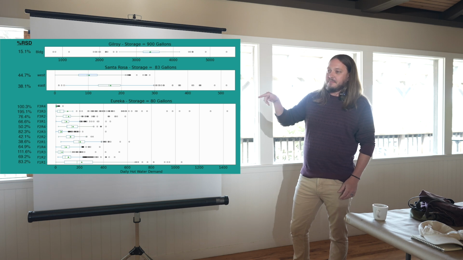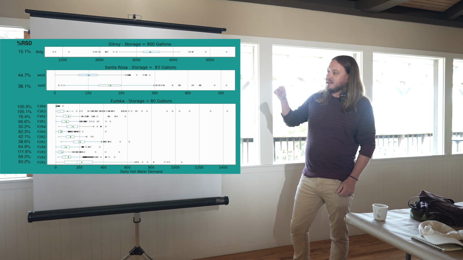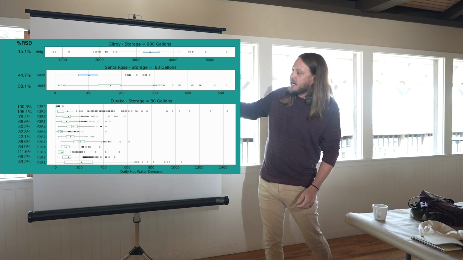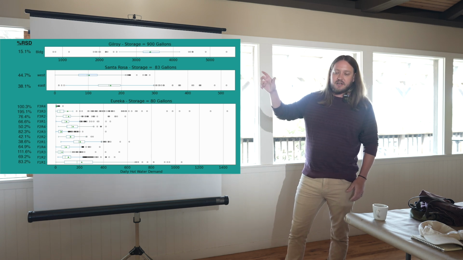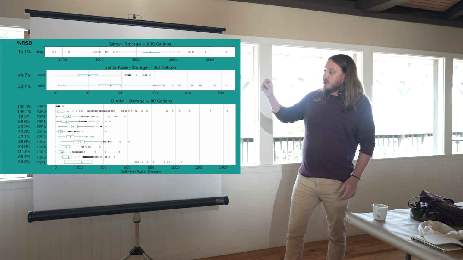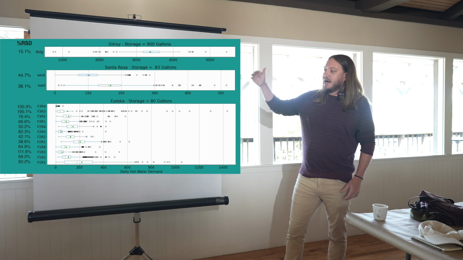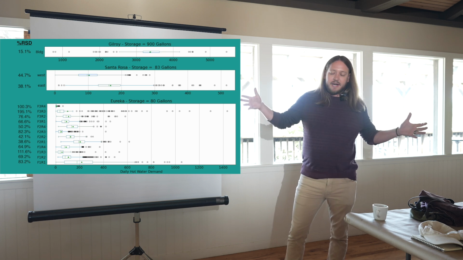Wait. Yep. What is percent RSD? Oh, I'm sorry. So percent RSD is a measure of dispersion. It's relative standard deviation as a percent. So the higher that percentage, the more spread out the data is.